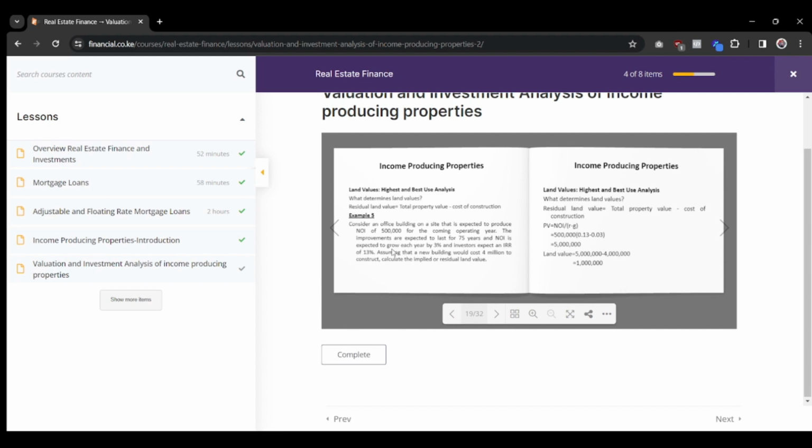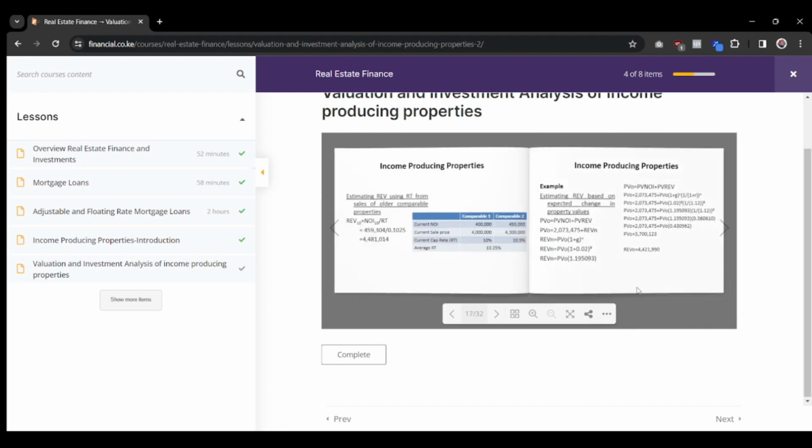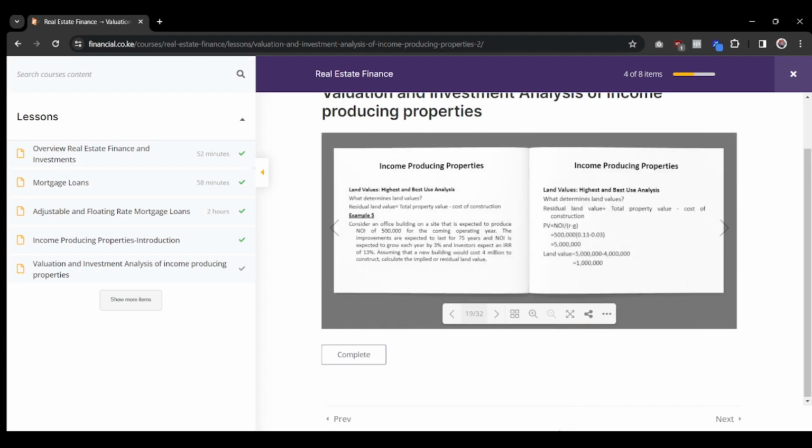So first, with this information, we need to calculate the total property value. For our case, let's simply go into Excel and compute this.